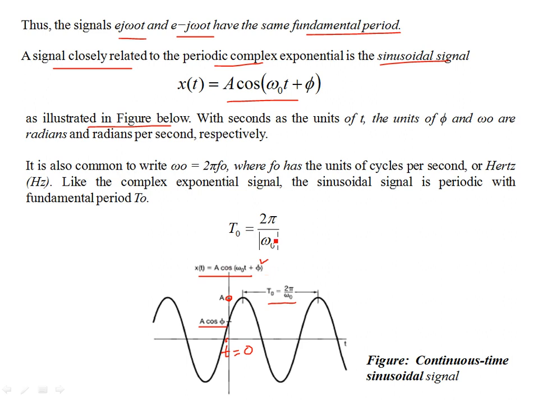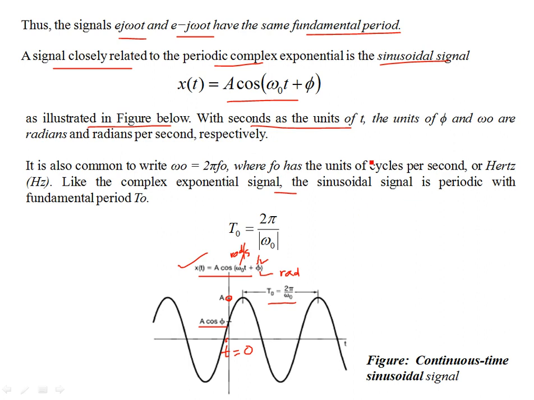But it doesn't matter. The general discussion is that the purely complex exponential signal can be decomposed into cosine and sine. This is the real part of the complex exponential signal x(t). So when, for example, seconds is the unit of time t, you can guess what the units for omega naught and phi are. Since t is in seconds, that makes omega naught in radians per second. Radian is a dimensionless quantity. It represents arc divided by the radius, so it's dimensionless. Phase is represented in radians. So radians per second multiplied by seconds is radians.